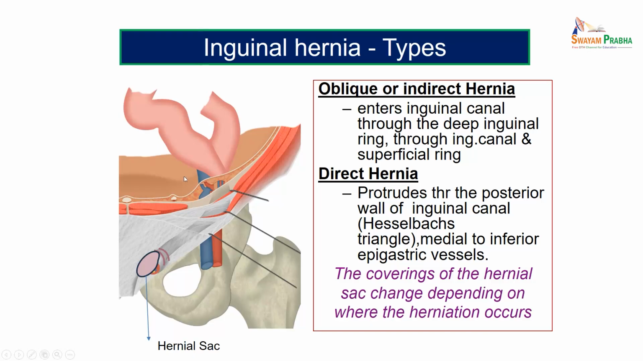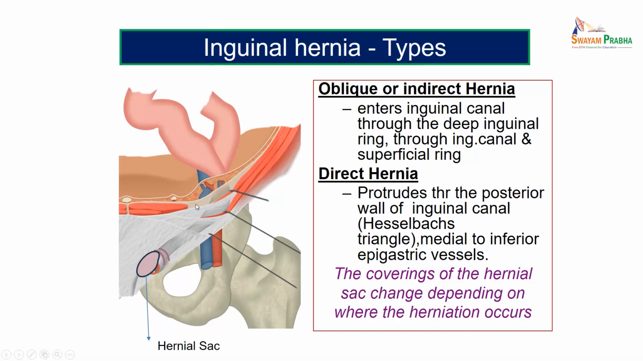As we have already read and understood, this region is the Hasselbalch's triangle. You have the lateral border of rectus abdominis, inferior epigastric artery and the inguinal ligament. This region is going to be your Hasselbalch's triangle. So, if the contents, intestine or any other content, are going to protrude through the posterior wall of the inguinal canal, that is through the Hasselbalch's triangle, it is going to be a direct hernia.